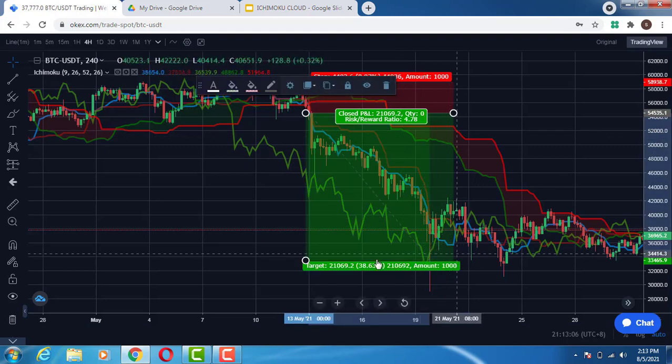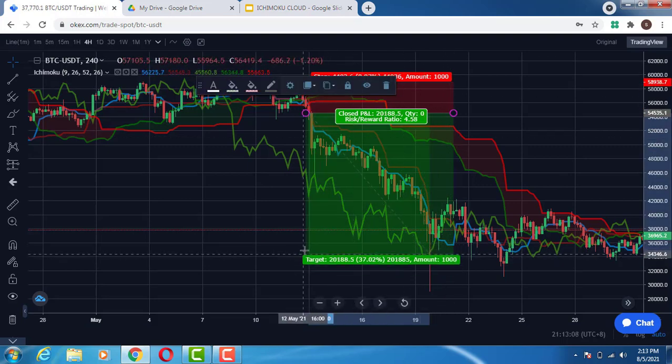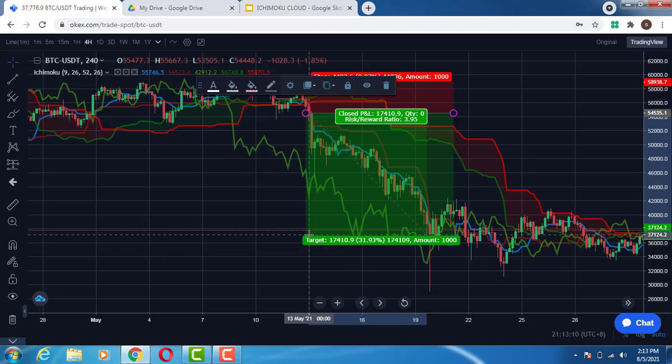We want to exit the market right here where we see multiple closes below the green line. So with this very candlestick where we see multiple closes below this very green line, that is the lagging span. So this very area is where we have to exit the market.